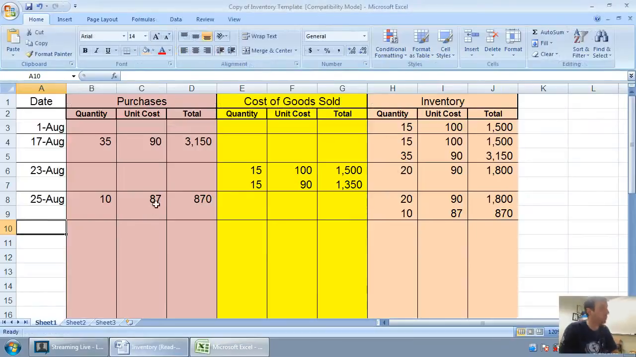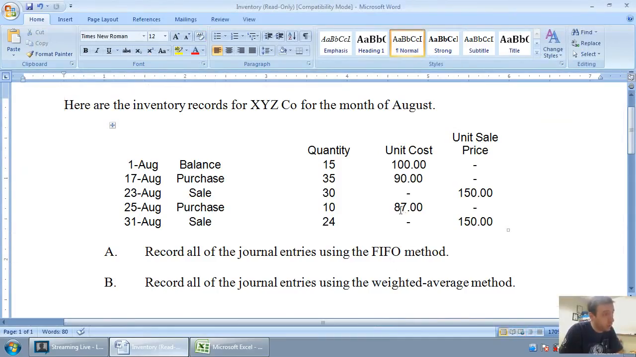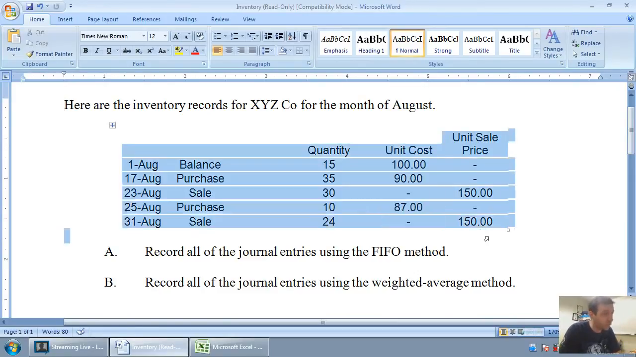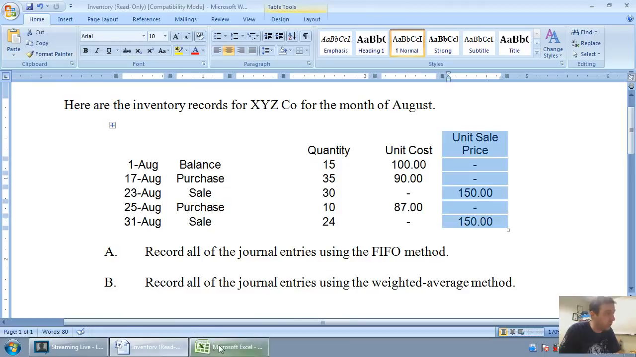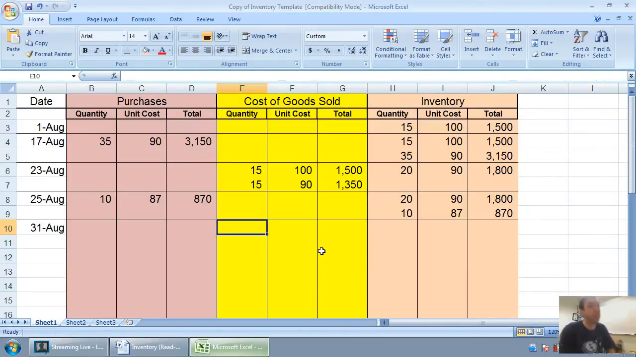On August 31st, I sell 24 units. So again, even though the question tells me I sold 24 for 150 bucks, that doesn't interest me. The sales price is not an interesting thing to me. I'm interested in how much they cost, and to figure out how much they cost, I've got to figure out which 24 units I sold. If I sold 24 units, I must have sold all the old ones.